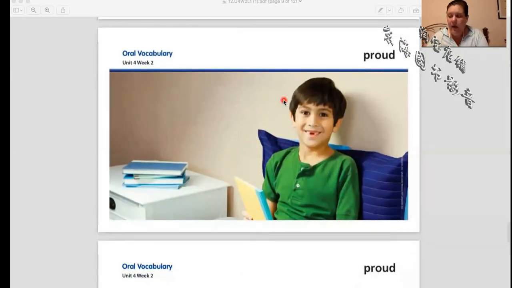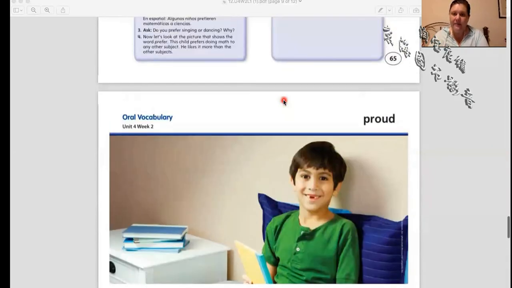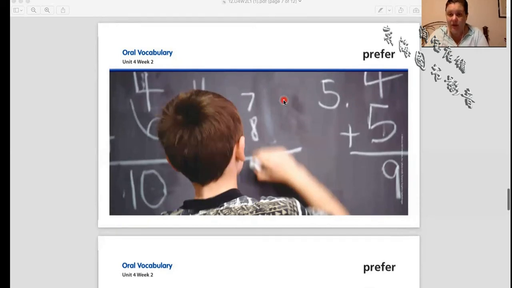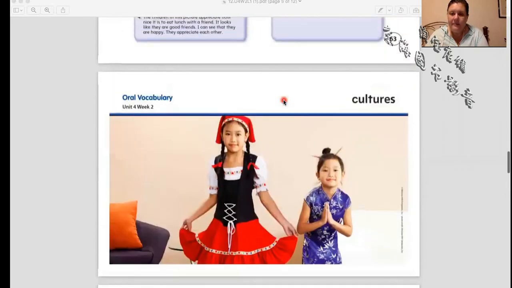Proud, okay? So do you remember what proud means? Proud means that we are very excited or happy about something that we did, okay, that we tried and we accomplished, okay, we're proud of it. Okay, to prefer means to like something more than something else. So I prefer English to math. I prefer dumplings to sandwiches, okay? I like dumplings better than sandwiches. I prefer them, okay?